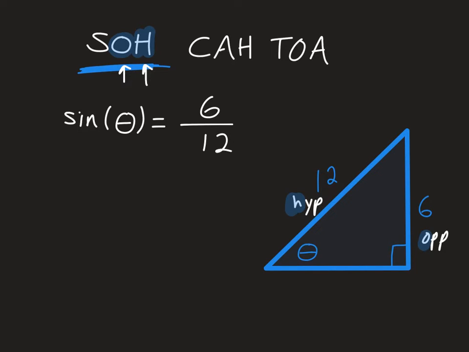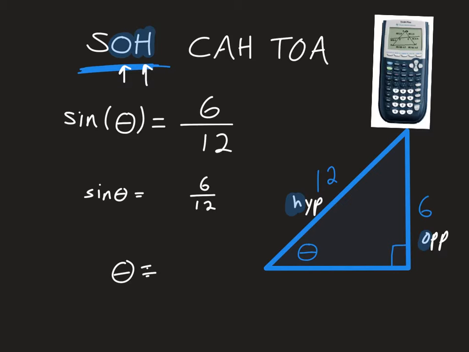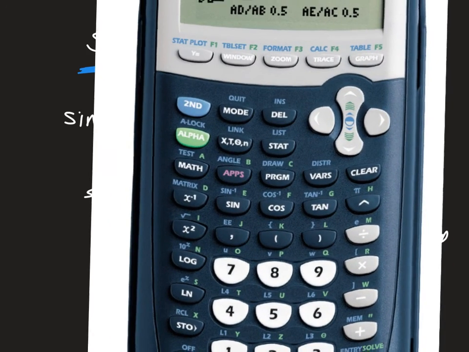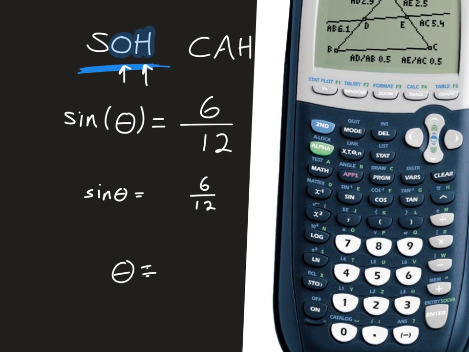Now remember, my goal is to get theta completely by itself. So essentially I want to somehow get rid of this sine, somehow undo that sine. So what we need to do is think about inverse operations. I brought in a picture of a calculator here so we can get some help finding what the inverse operation is. And again, what are inverse operations? For example, subtraction is the inverse of addition, dividing is the inverse of multiplication, taking the square root is the inverse of squaring. So inverse is something that undoes something.